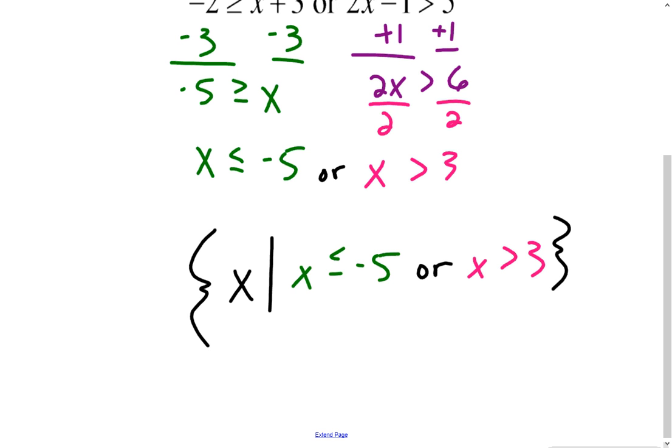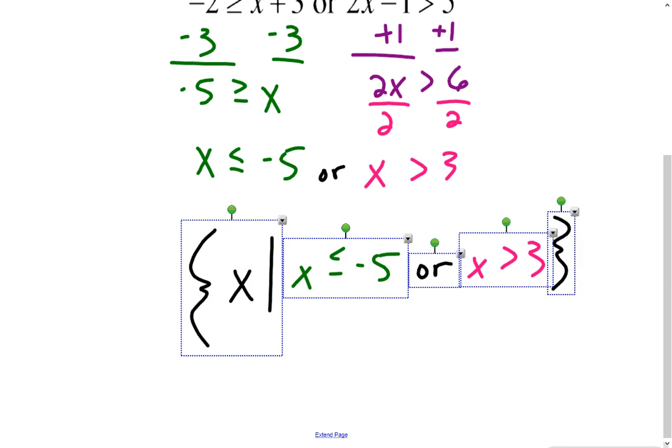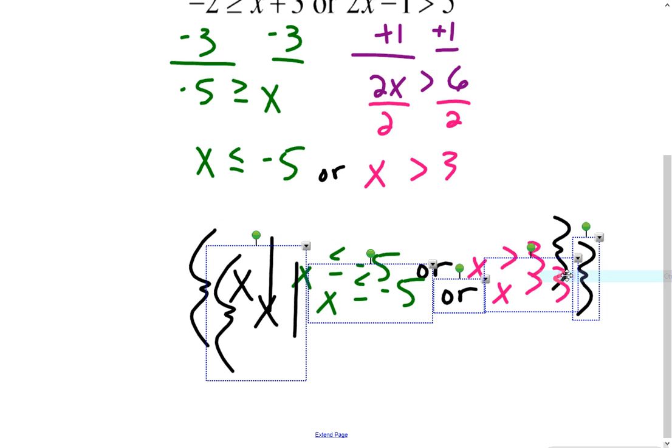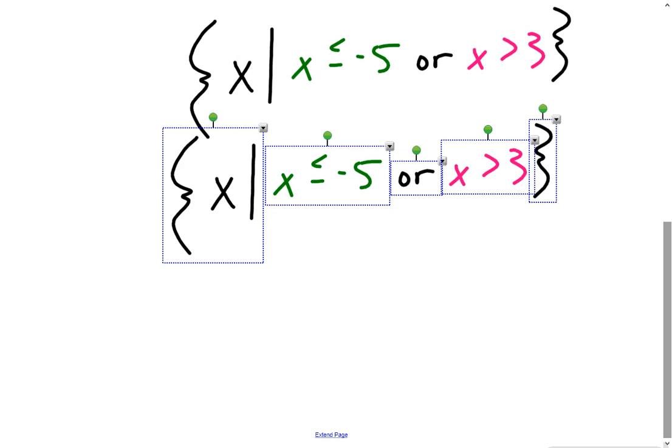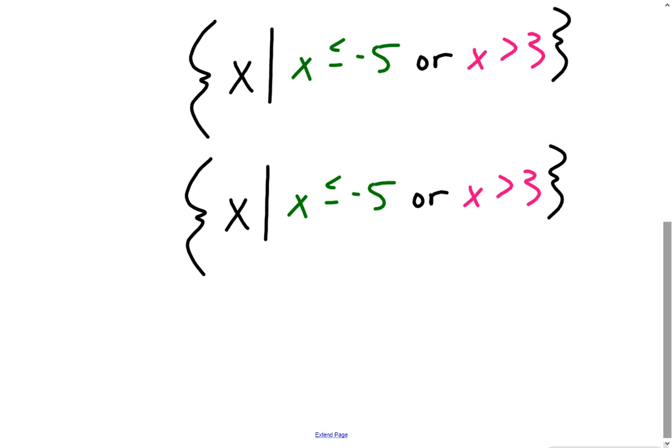Now, we could do the exact same thing with this, but instead of actually using the word or, we could use the little math symbol, the union symbol. So if I get rid of this part, I could also write it with the union symbol. So either one would be acceptable to write that into set builder notation.